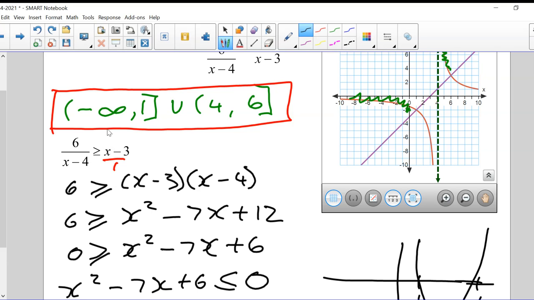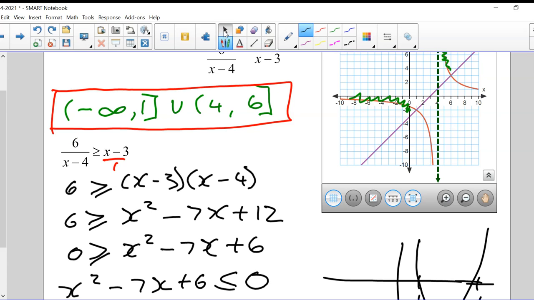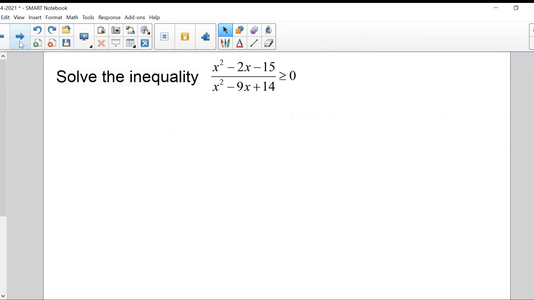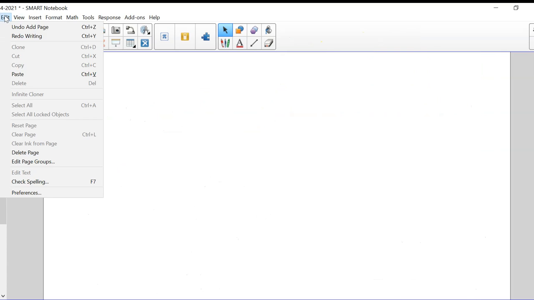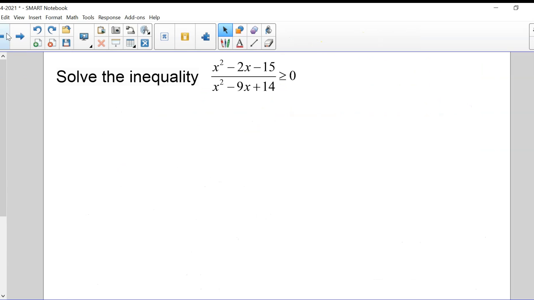In which case, when we cross multiply, we should also be reversing the direction of the inequality. So here's how we're going to deal with this. I'm going to take this same question and we're going to do this the right way. So we're going to copy this onto a new page. I'm not going to solve this yet. I'm going to create a new page and paste this in.